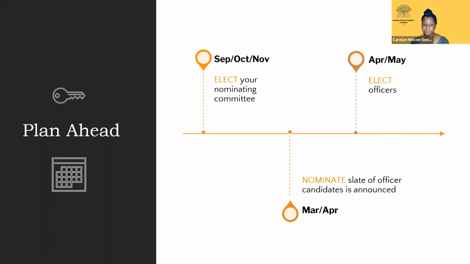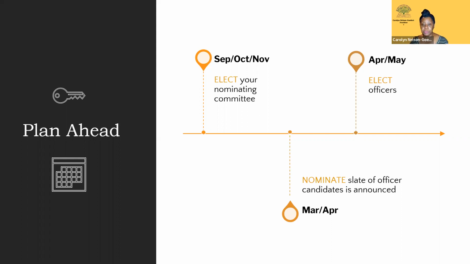Come March or April, it's time to announce the slate of officers. Your nominating committee should put out a form that says, we're looking for officers. Are you interested? They may ask for a resume. They just may ask for names. But whatever they do, after the cutoff date, the nominating committee gets together and they talk about who are the best candidates based on qualification to fill the roles at your local unit. Once that is done, they're able to announce who the slate of officers are.